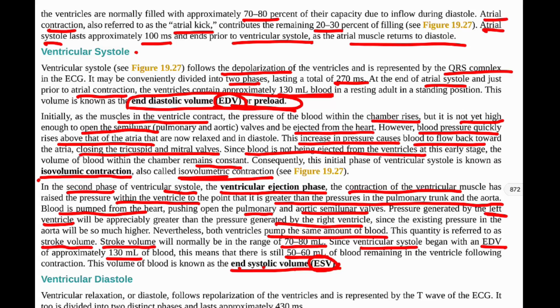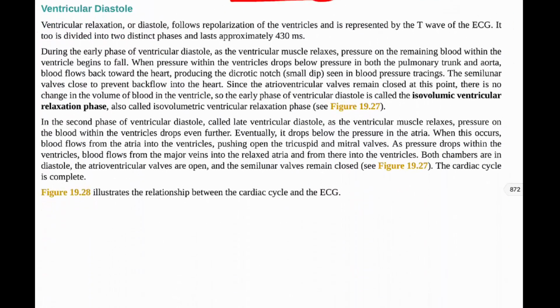So that's ventricular systole. Let's talk about then ventricular diastole. That's when the ventricles are relaxed, and it follows repolarization of the ventricles, represented by the T wave on the ECG. It is also divided into two distinct phases. During the early phase of ventricular diastole, as the ventricular muscle relaxes, pressure on the remaining blood within the ventricles begins to fall. The ventricles are relaxed now, which means they're starting to be larger, and so the pressure in the ventricles is starting to fall.